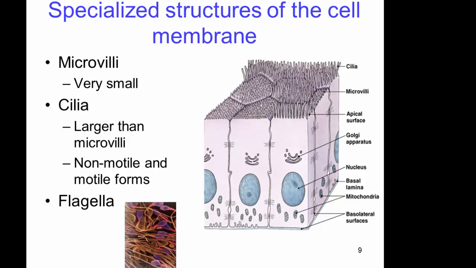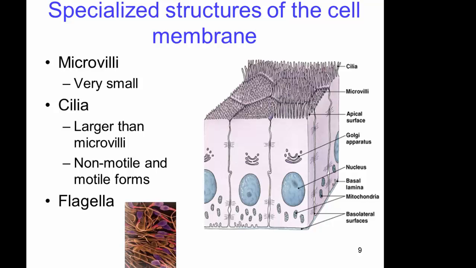Now, in some places, the cell membrane forms specialized structures. These specialized structures include microvilli, cilia, and flagella. Microvilli and cilia look kind of similar. If you look at this picture over here, the stuff that looks like short grass, that's microvilli, and the stuff that looks like tall grass is cilia. They do have different functions, even though they look similar.